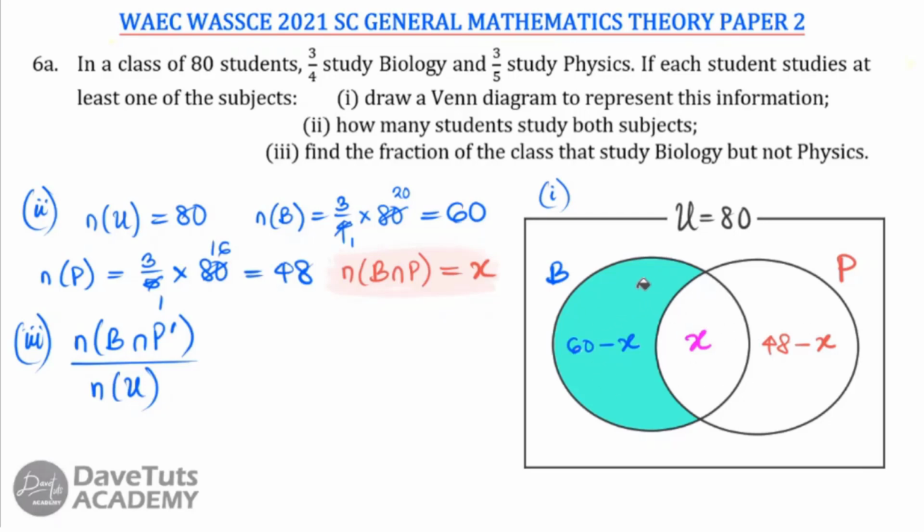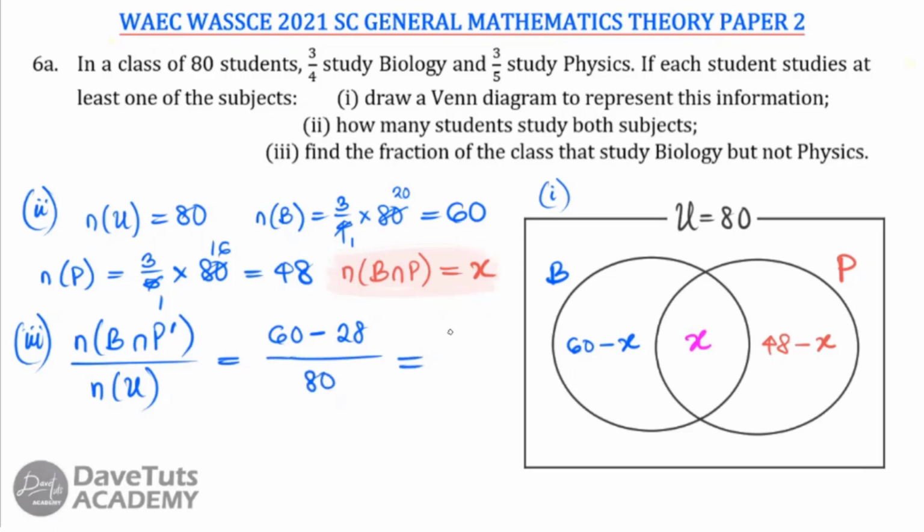So it is this shaded region that we are looking at, and that is nothing but 60 minus X. So if you want to reflect it, you can just say this is nothing but 60 minus X, which you already got to be 28, divided by the total number of students, that is 80.